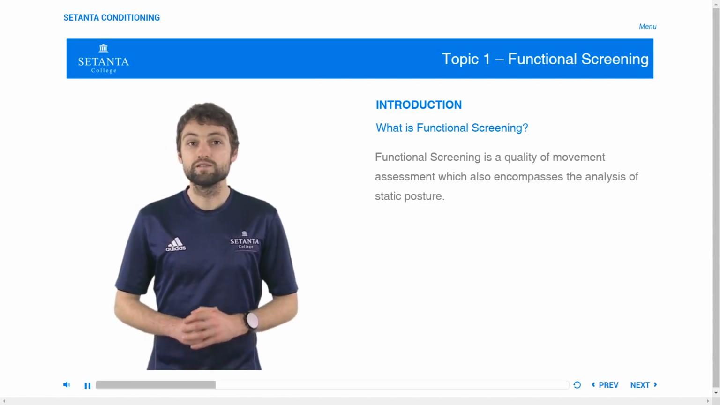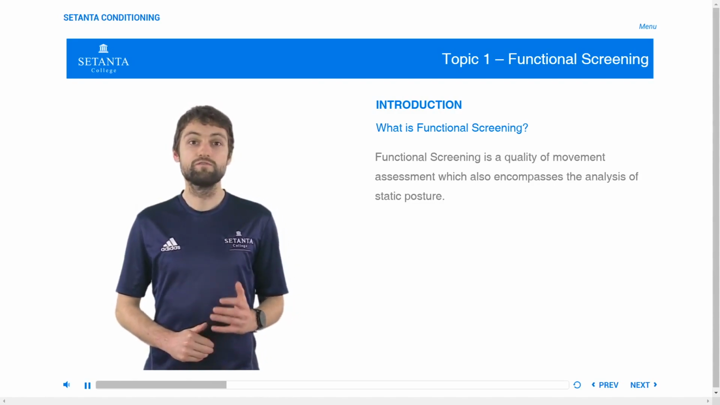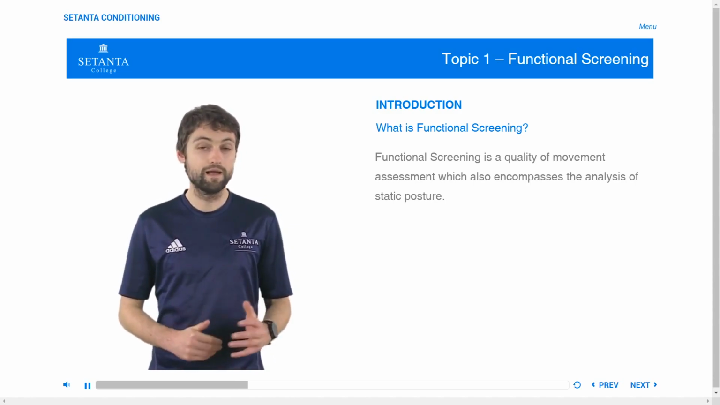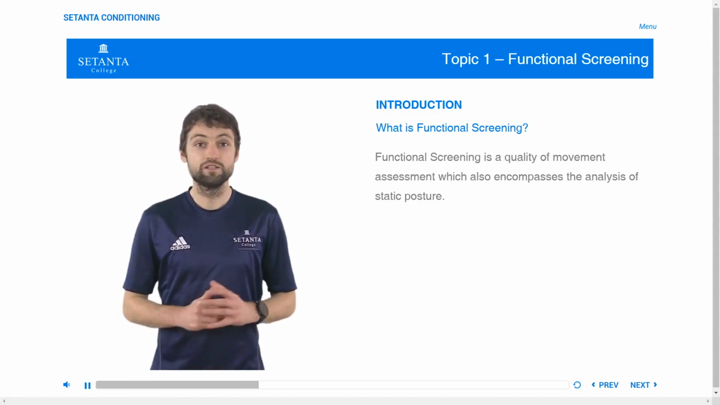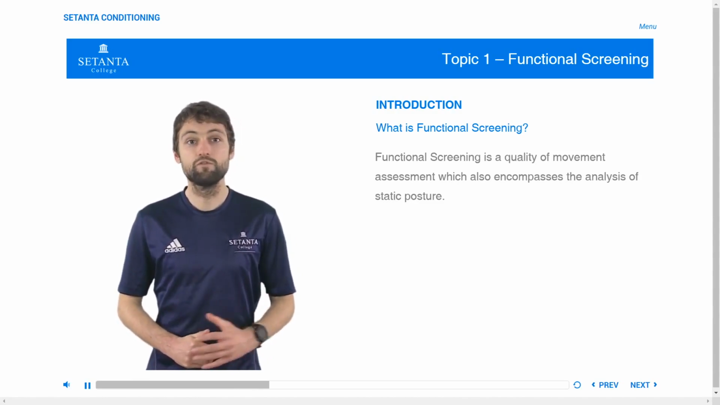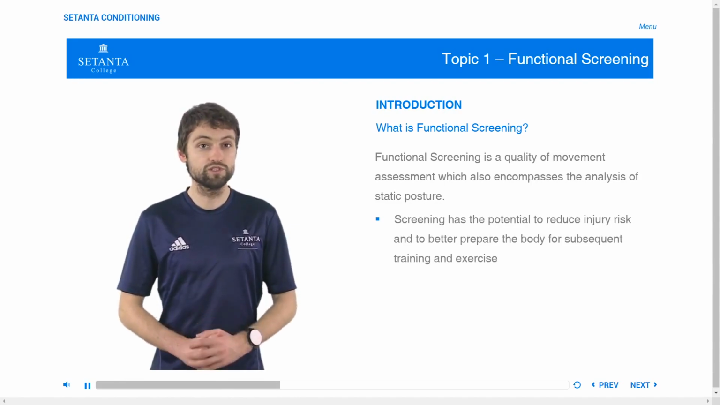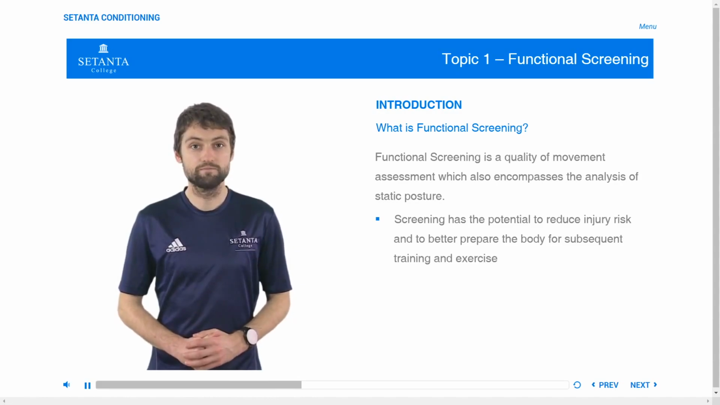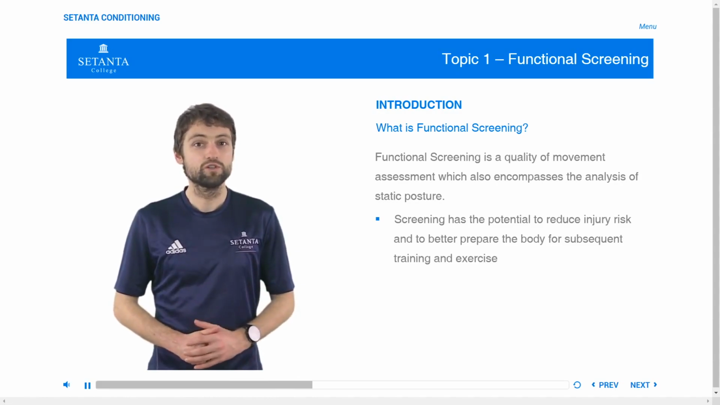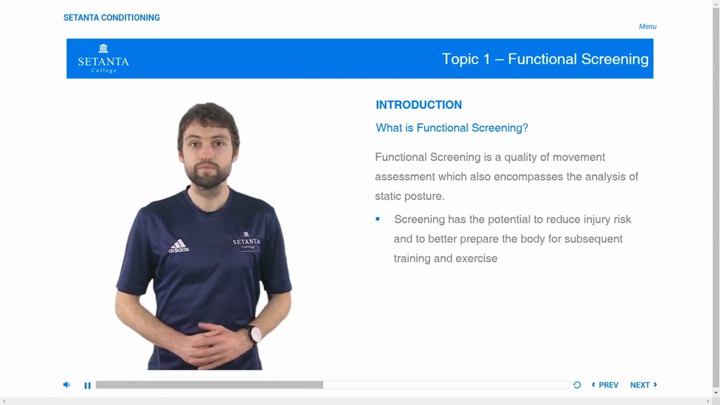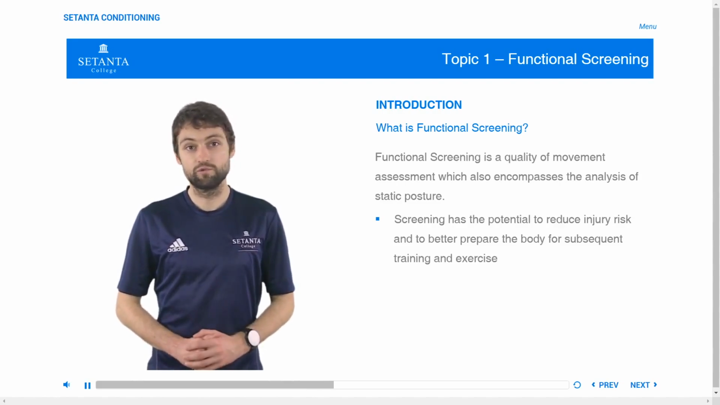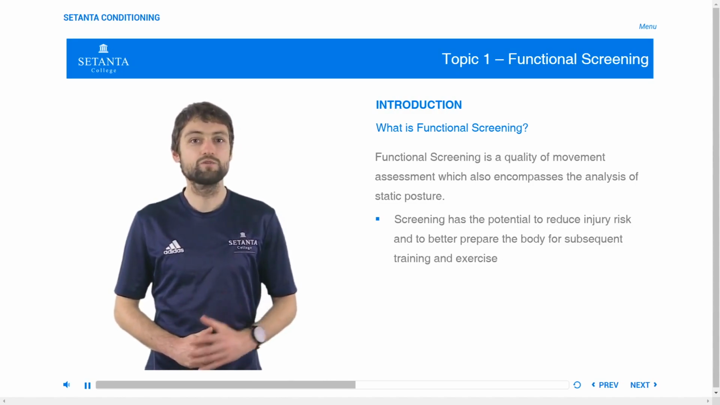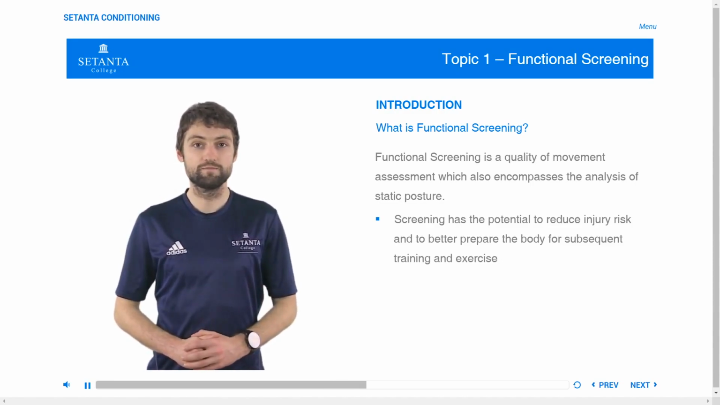Movement ability has often been overlooked as a component of fitness, and functional movement screens can reveal poor movement patterns, imbalances, or weak muscles in the general population. Therefore, screening has the potential to reduce injury risk and better prepare the body for subsequent training and exercise. This is important to ensure overall quality of movement, maximizing the benefits from your training program, and reaching your goals without risk of injury. Many screens exist to assess quality of movement.